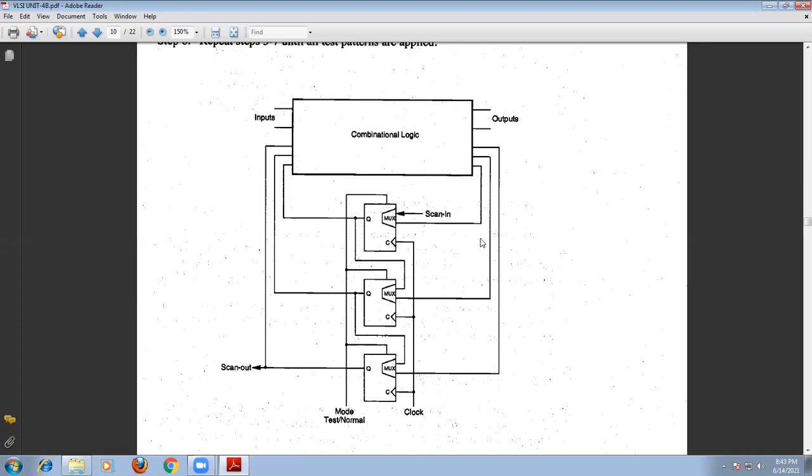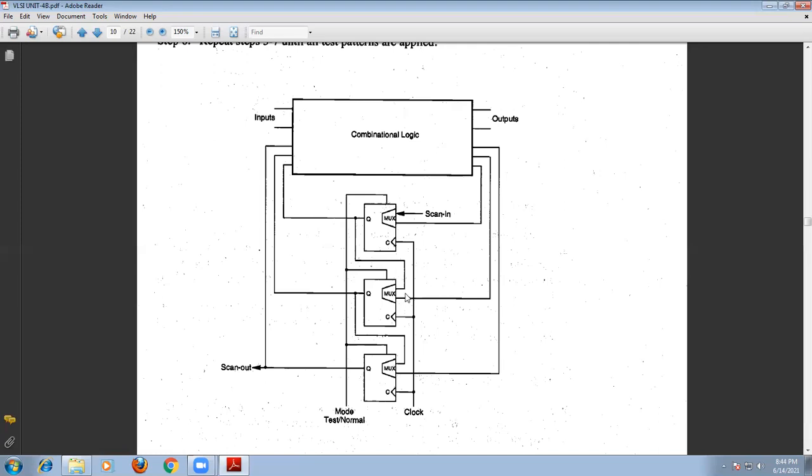Similarly, in the normal mode, the scan path is disabled, but the circuit behaves like an actual normal sequential circuit. So here is the test sequence. We have different steps in this case.